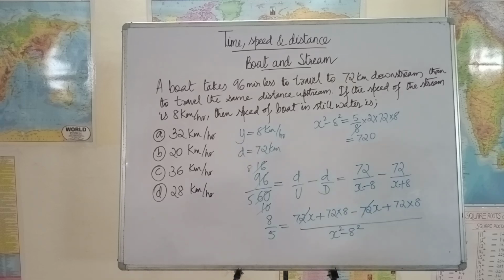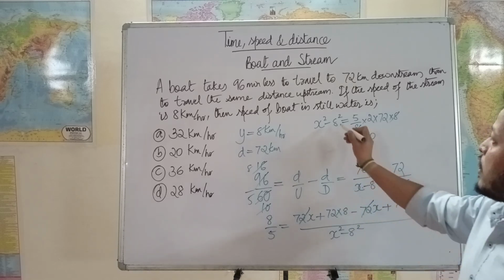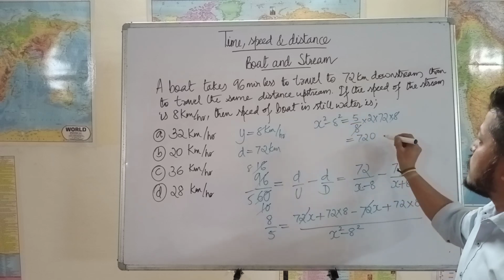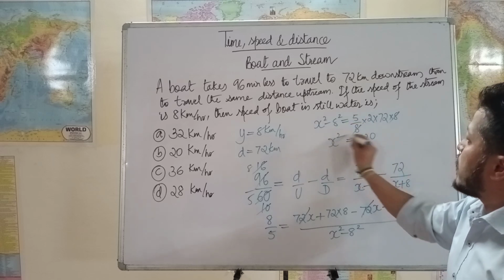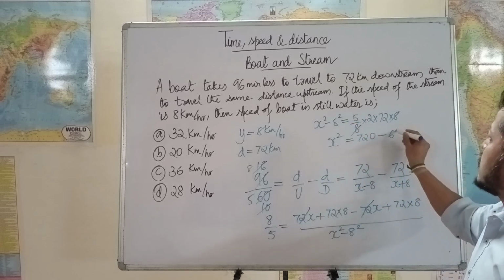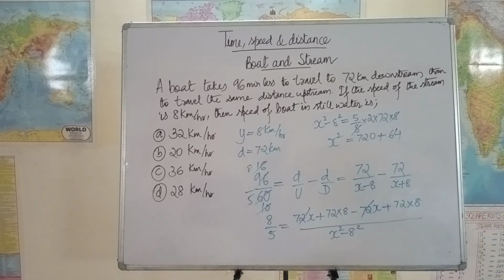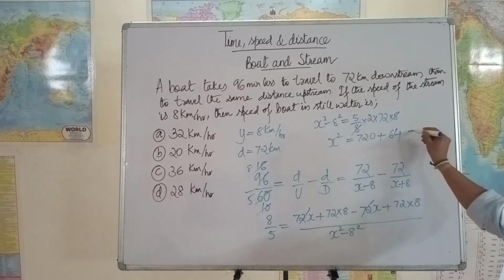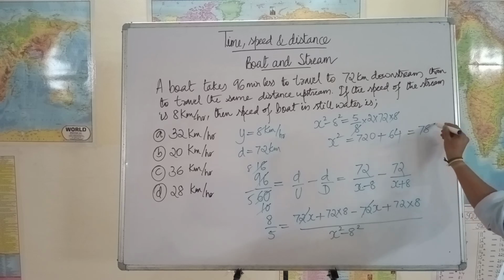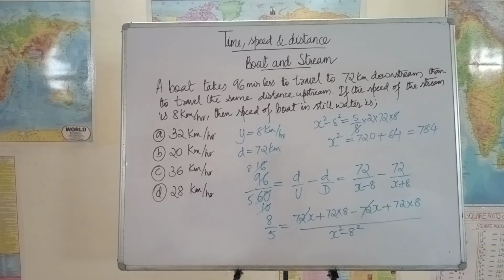Correct? 720. Now 8 square is 64. Then x square will be this plus 64. So it will become 784. So x square is equal to 784. So what's the square root of 784? Let's see. 784.